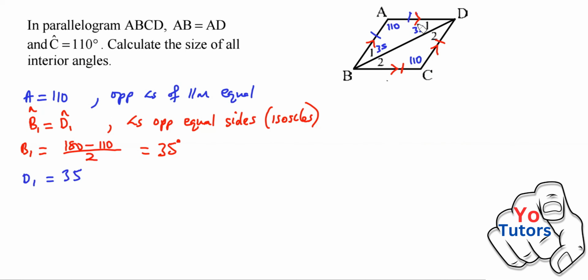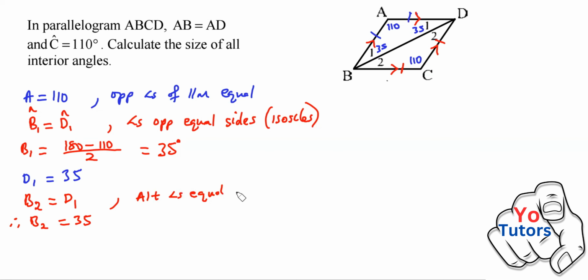Then what can we also say? B2 will be equal to 35. Why are we saying B2 is equal to 35? Let me put it this way: B2 is equal to D1, which is equal to 35. It's therefore B2 equals 35. Why are we saying B2 is equal to D1? Alternate angles. So alternate angles are equal.